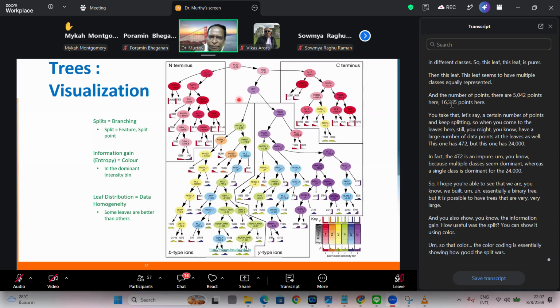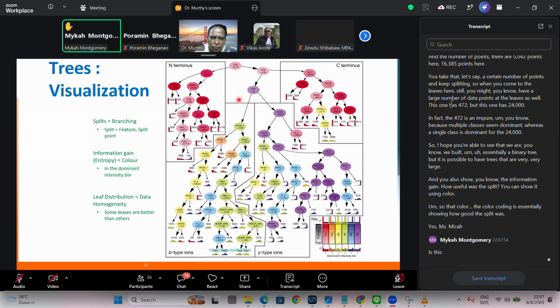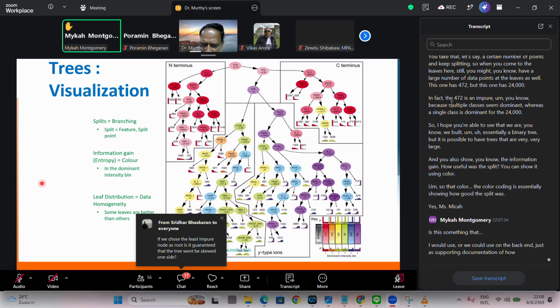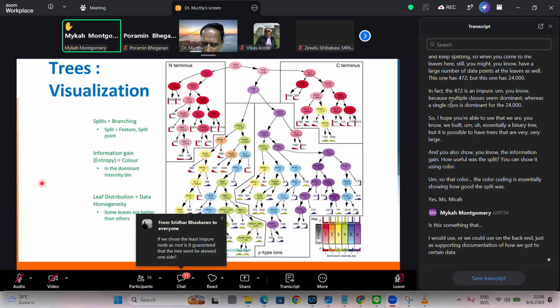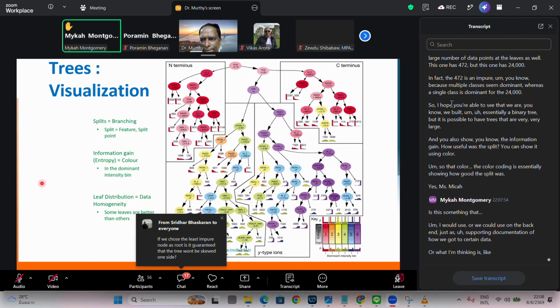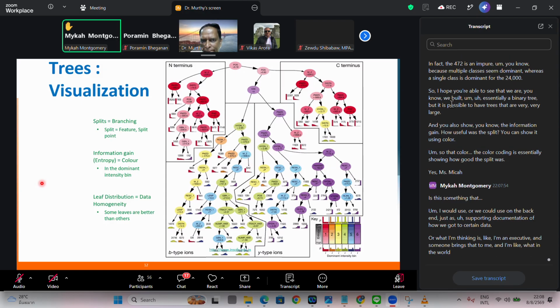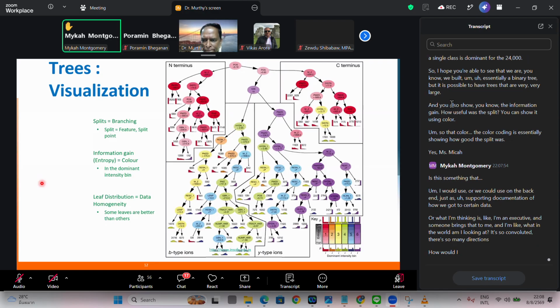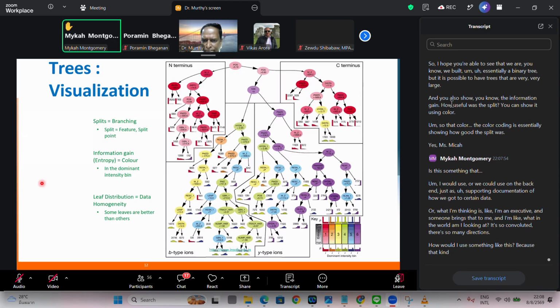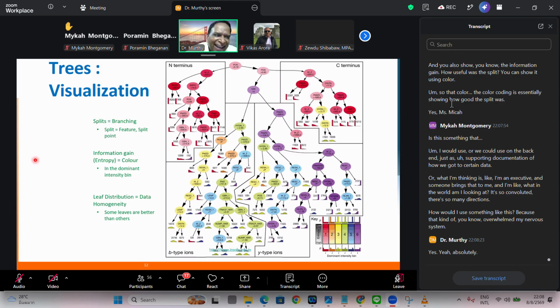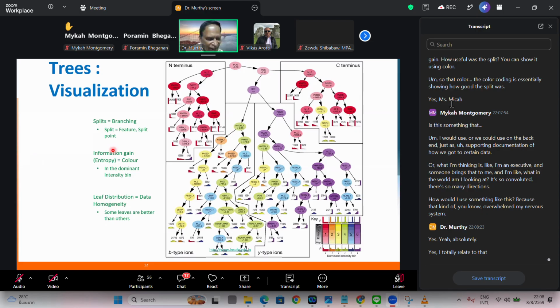Yes, Miss Micah. Is this something that I would use, or we could use on the back end, just as supporting documentation of how we got to certain data? Or what I'm thinking is, I'm an executive and someone brings that to me and I'm like, what in the world am I looking at? It's so convoluted. There's so many directions. How would I use something like this? Yes, I totally relate to that. Thank you for pointing that out.